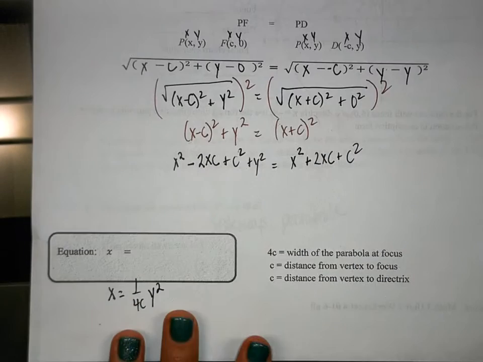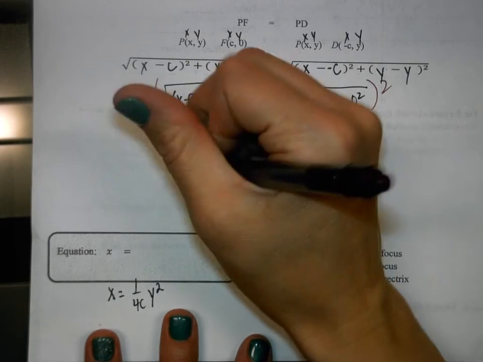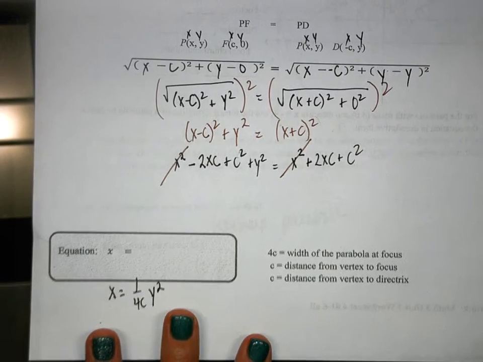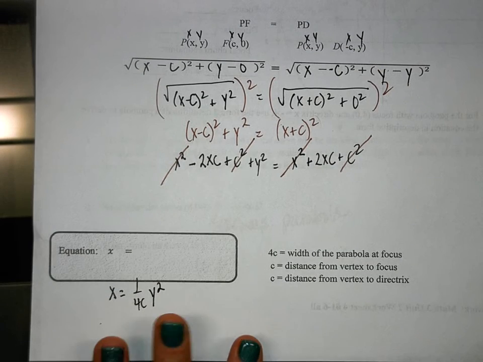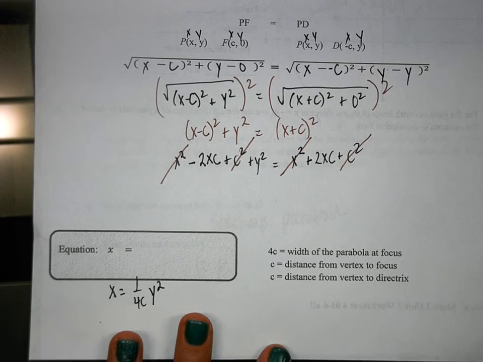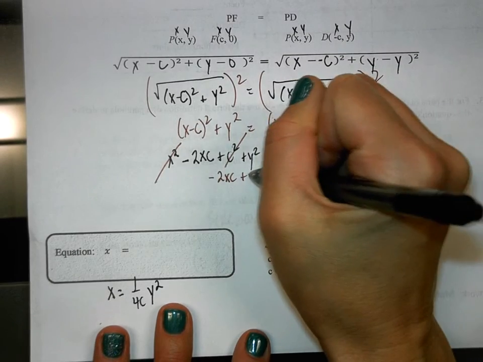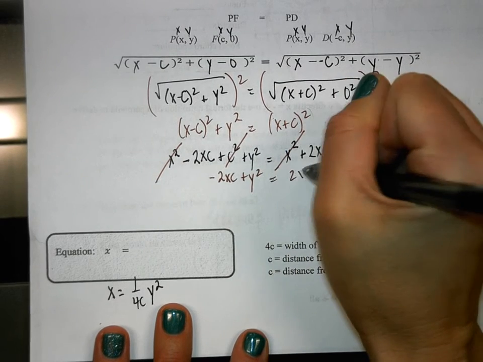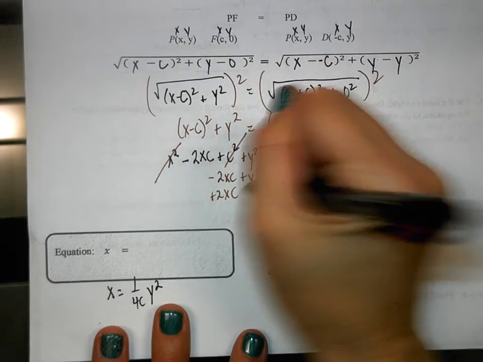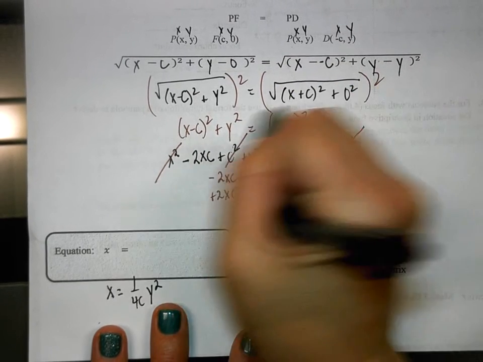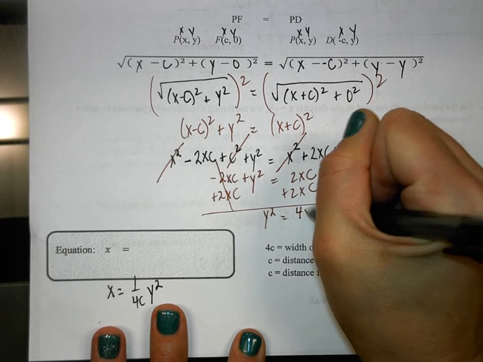Okay, what are my like terms? The x squareds cancel out, and the c squareds cancel out. Okay, and so to get like terms together, right now I have negative 2xc plus y squared equals 2xc. So I would add 2xc to both sides. These cancel. Y squared equals 4xc.